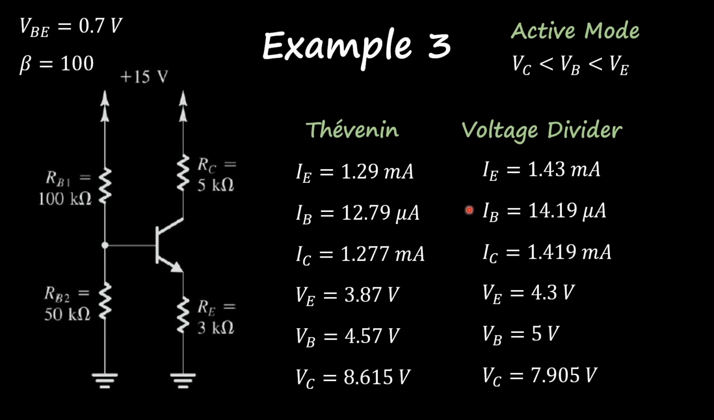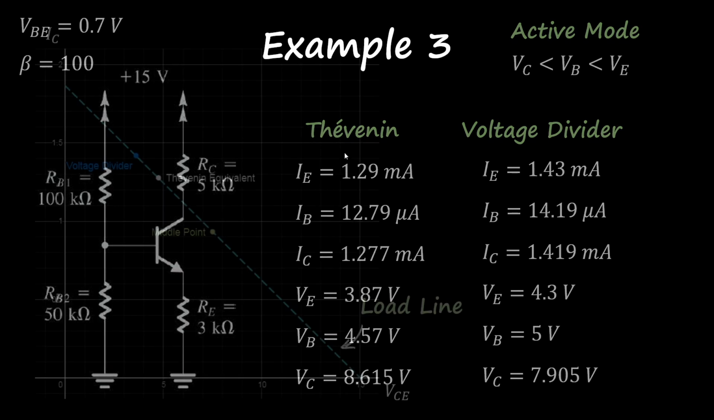So if I put the results here side by side, the Thevenin results and the voltage divider results, both have the transistor working in active mode. So VC is greater than VB and VB is greater than VE. And at first glance, we see that the values are very close. So we might be inclined to use the voltage divider rather than Thevenin. I recommend doing the voltage divider just to get an idea where the transistor is operating. But then if you want a more accurate operating point, just use the Thevenin.